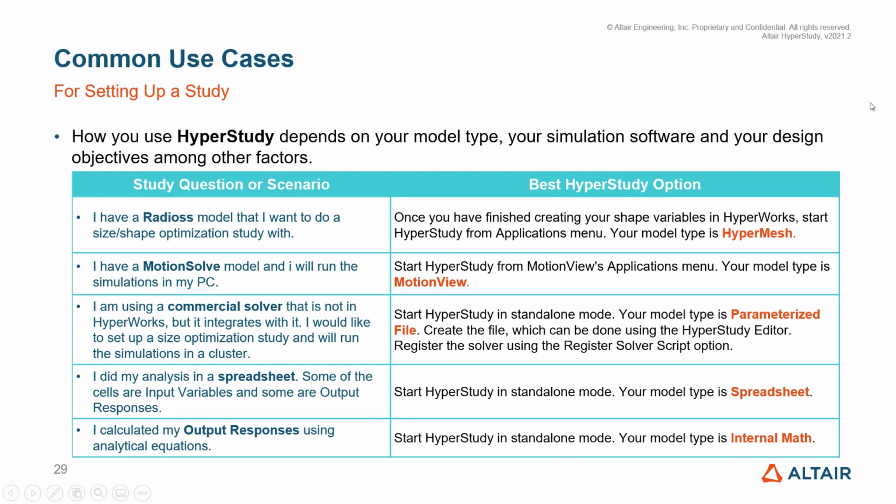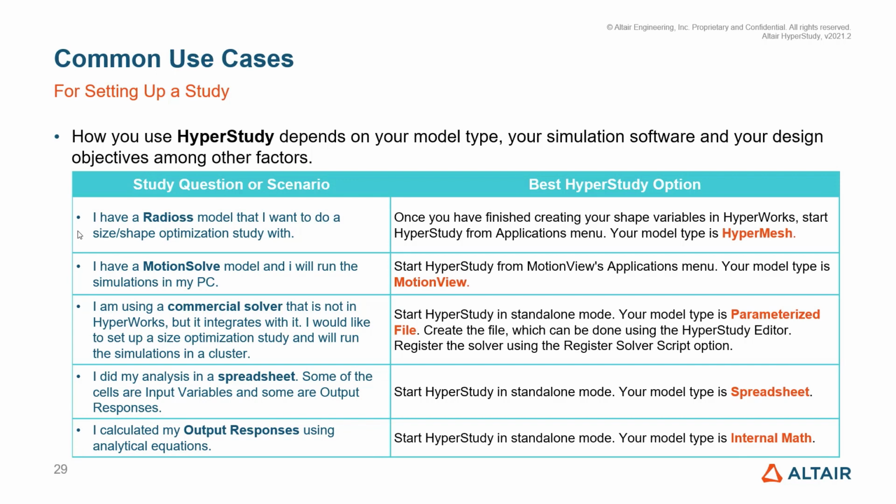There are some common use cases. We won't go through every single one, but I wanted to have this up here for your reference. We'll start with an easy one, where we have a Radioss or an OptiStruct model, and we want to do a size or shape optimization. With shape optimization, we want to change the outer bounds, usually with morphing, and with size optimization, pretty much any parameter that we can parameterize can be done.